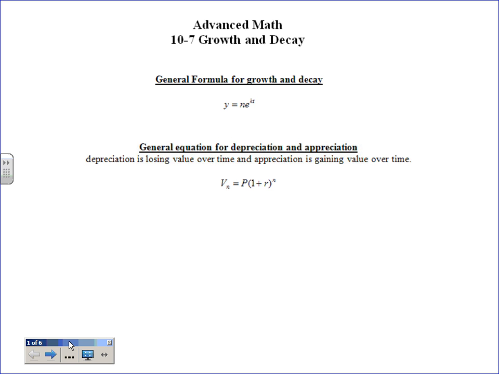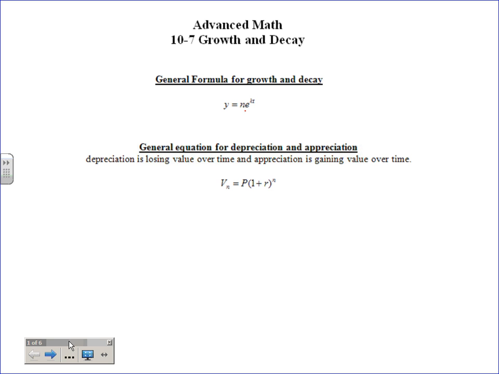And appreciation depreciation is used, well, appreciation used to be used for housing, but lately that hasn't quite been working that way. Appreciation means it gains value. And depreciation, probably the best example for someone of your age would be a vehicle. Your vehicle loses value. Basically, every day it's worth less than it was the day before. So these are very general formulas, so let's talk about what these things stand for.